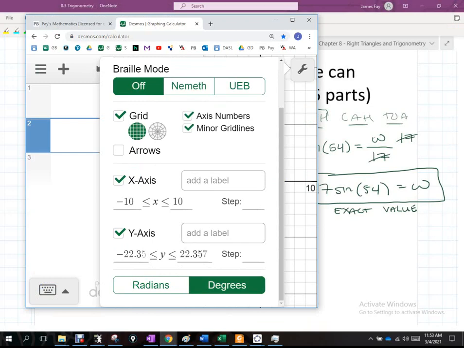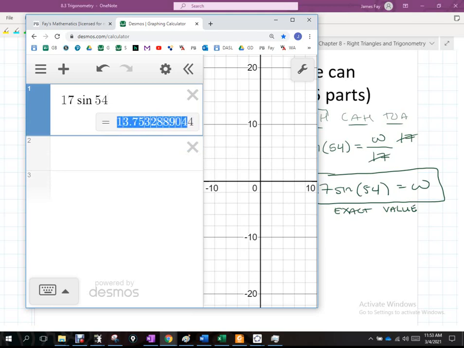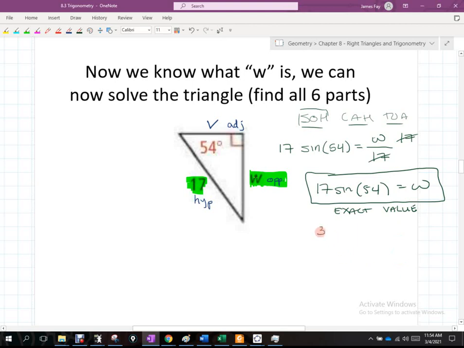So we do want degrees, and I'll hit 17 sine of 54. And then that value there is my rounded value. This is exact to that decimal place right there. I'm not certain about what this number should be. It could be a 3 or a 4, depending on what the number after it is. But 13.75 for most of our applications will be fine. But I want you to know that is a rounded value.